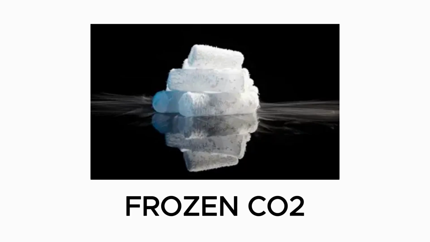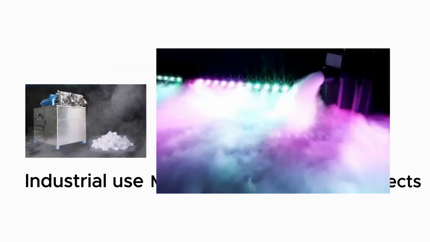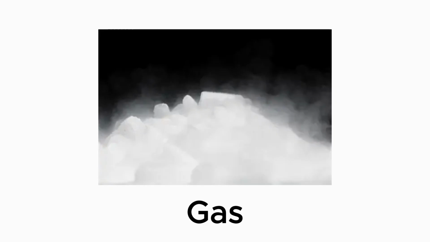Dry ice. This is frozen carbon dioxide, not water, and forms at extremely low temperatures of about -78 degrees Celsius. It is produced for industrial use, medical transport, and special effects. What makes it different is that it doesn't melt into a liquid. Instead, it sublimates directly into gas.